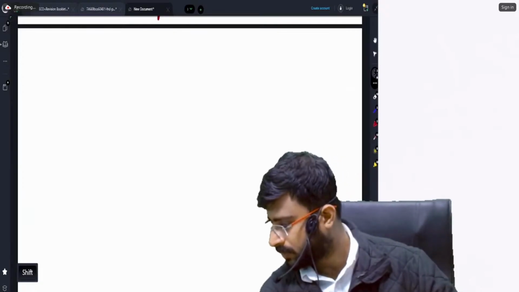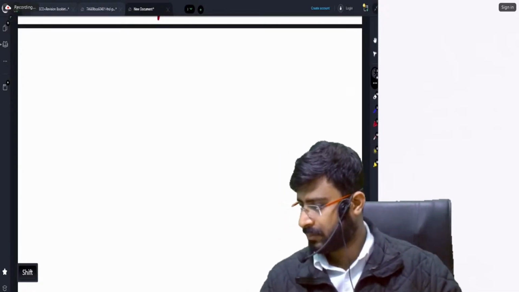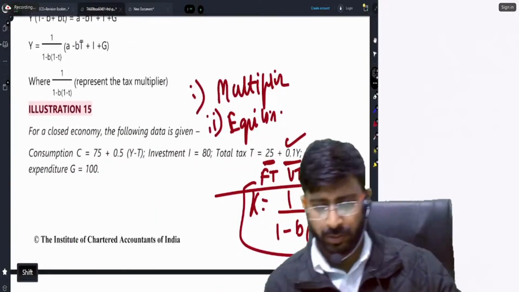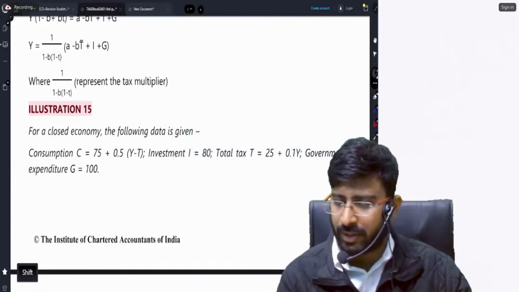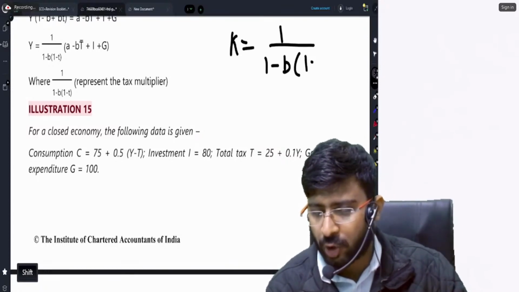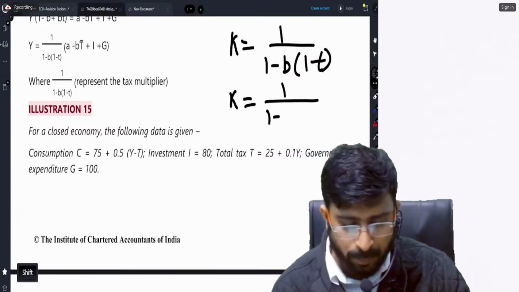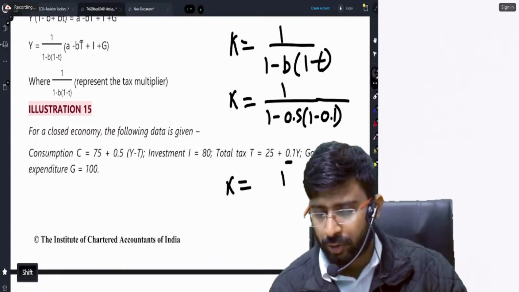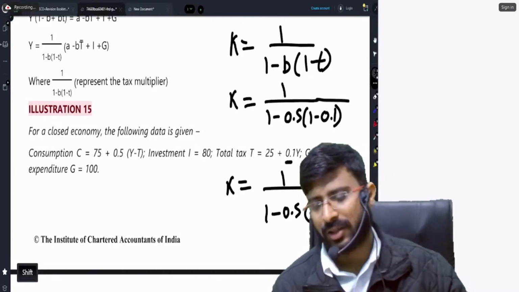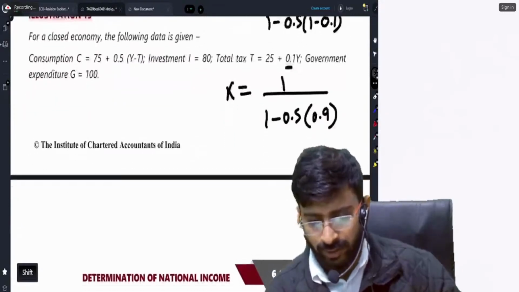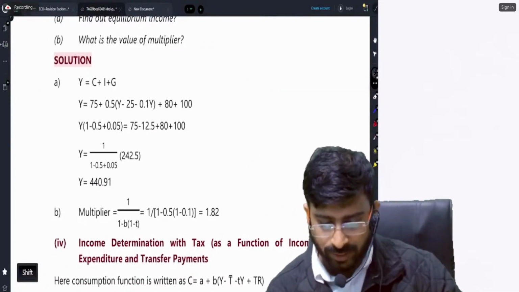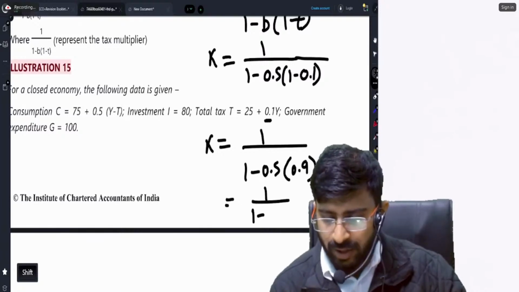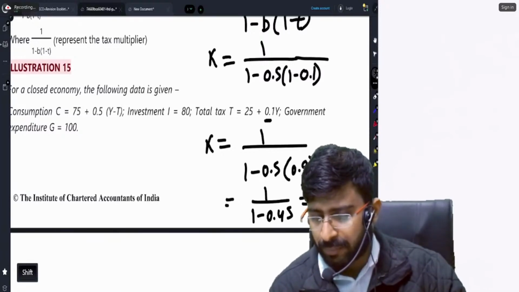Let's see the next portion. Now see, K equals 1 by 1 minus b into 1 minus t. So K becomes 1 minus b, which is how much? 0.5, into 1 minus what is tax? This 0.1. Absolutely, sir. So 1 by 1 minus 0.5 into 0.9. Then you solve it, everyone. 0.5 into 0.9 is 0.45, so it would be 1 by 1 minus 0.45, that is 1 by 0.55.